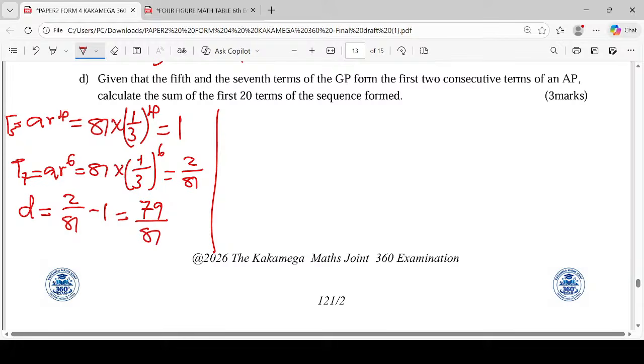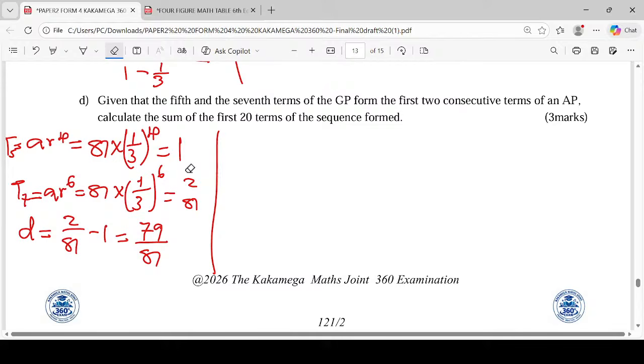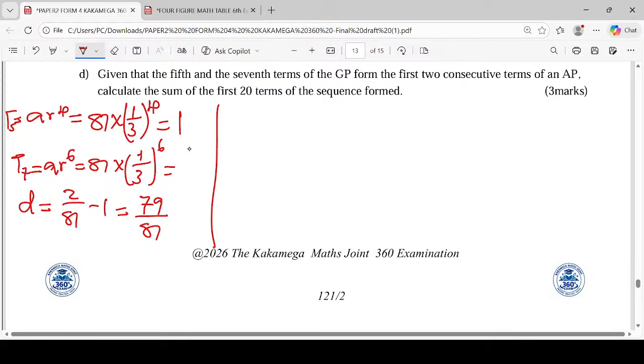So this should have been 1 over 9. What did I do here? Let me just confirm. 81 times a third raised to power 6. Apologies, this should have been 1 over 9. We should be having here 1 over 9 minus 1, which is negative 8 over 9.